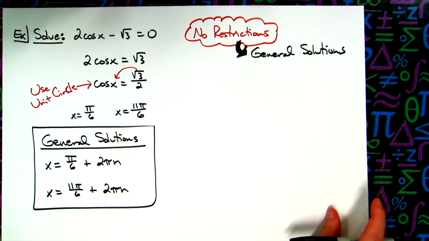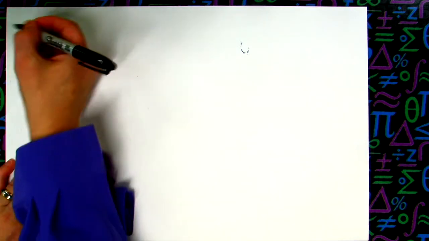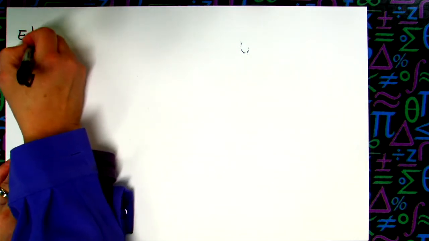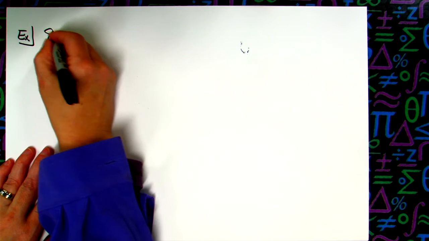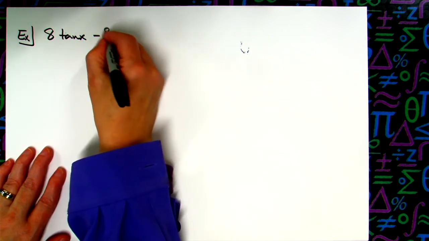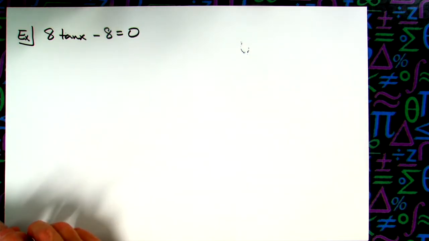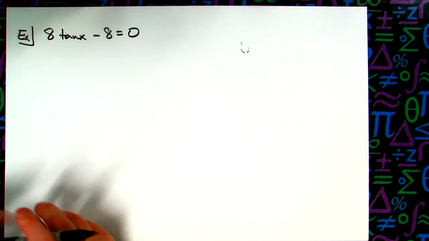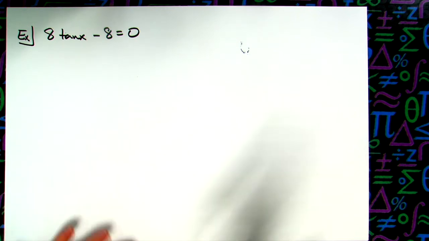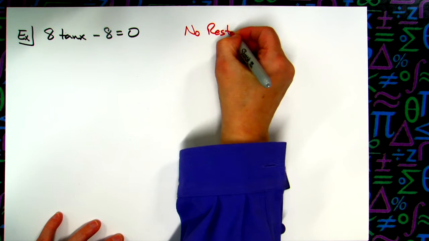All right, so we think we're good on this one. All right, let's try this again then. Let's do another one with no restrictions, and I may give you a little bit more freedom to try it on your own. All right, let's do 8 tangent x minus 8 equals 0. And then I'm going to go ahead and add the fact that we're going to do this with no restrictions.